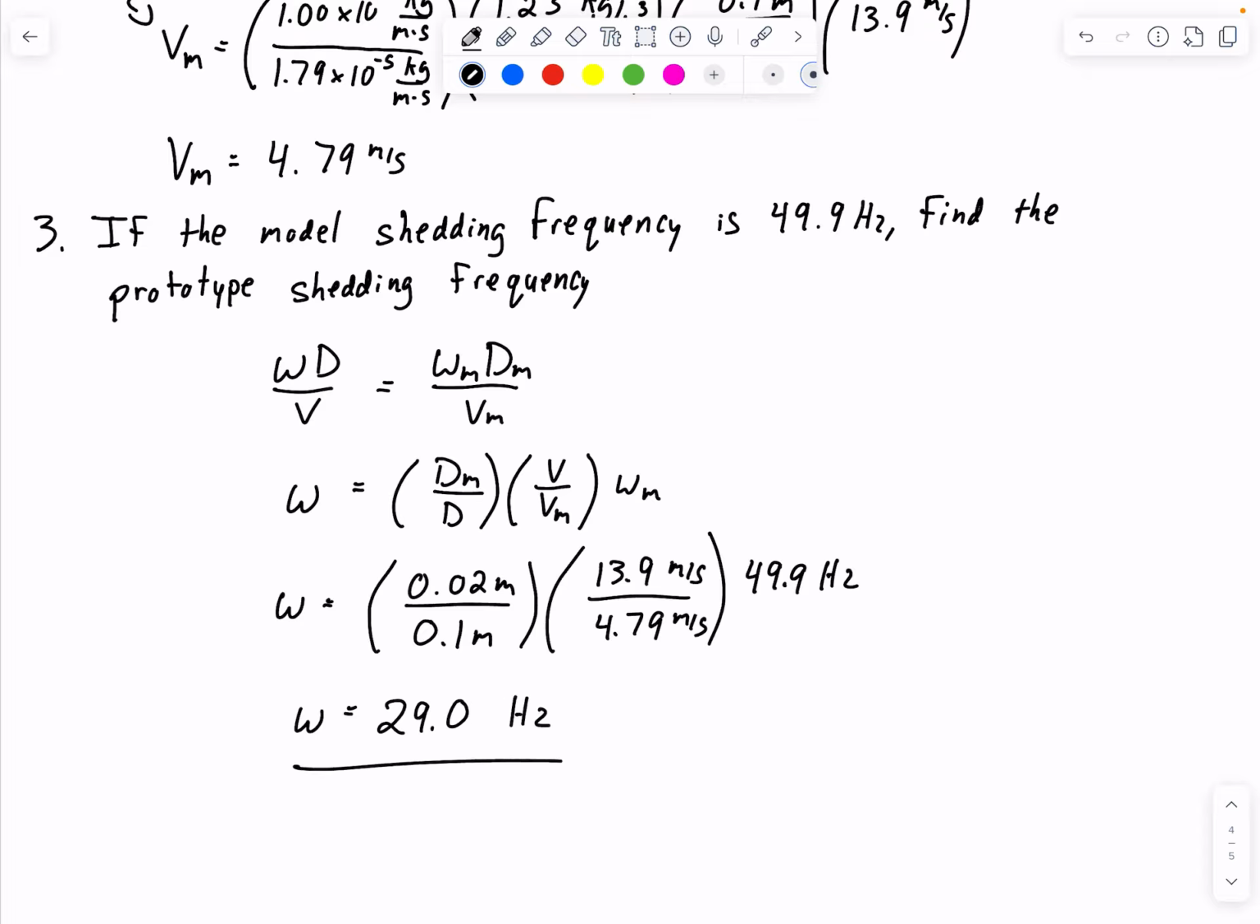So this is the frequency that we would find if we went out into the field and measured the vortex shedding frequency on the large-scale, real, original elliptical bridge column out in the field. But again, by doing experiments on a smaller model system, we can figure this out much more cheaply and faster than going out and doing measurements on the actual large-scale system itself.